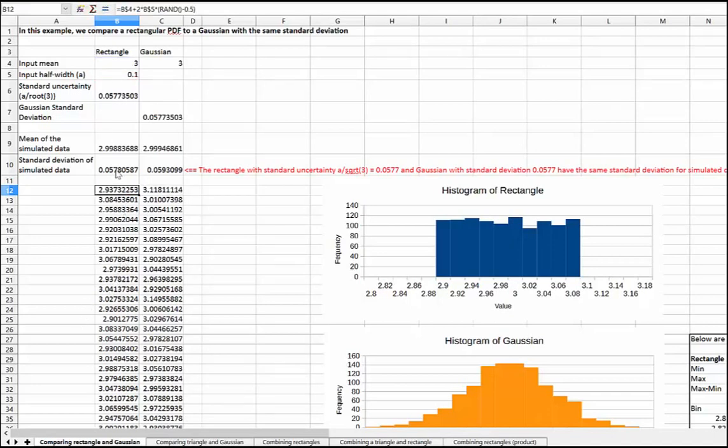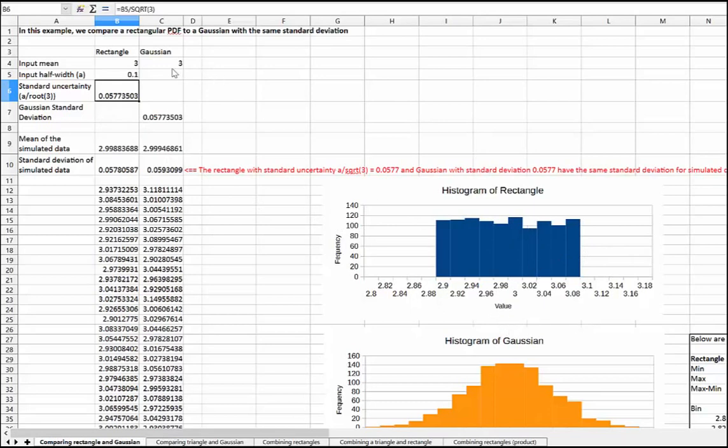After I've done that, if I take the mean of all the data I produced using the simulation and take the standard deviation of all those data, you see that all those simulated data that have a rectangular distribution have a standard deviation of 0.058, which is the same as the standard uncertainty, right? So this is what we're looking at in class. We're basically saying that a divided by the square root of 3 is the thing that actually gives you the standard deviation of the rectangular distribution.